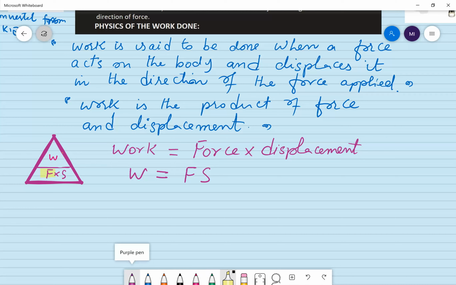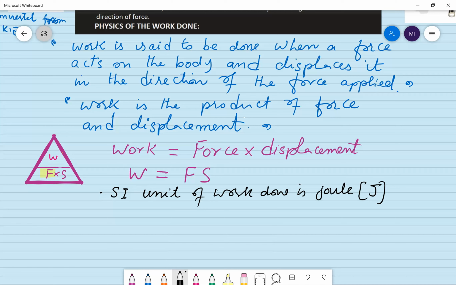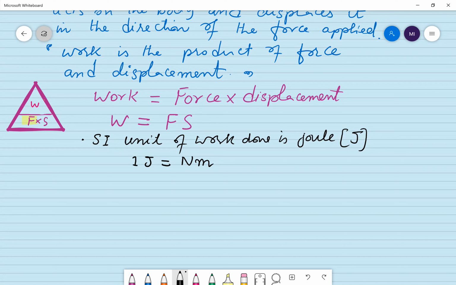The next important point here is the SI unit of work done, which is joule, such that 1 joule equals 1 Newton meter. Now how can we define 1 joule? A work is said to be 1 joule if 1 Newton force acts on a body and displaces it through 1 meter in the direction of the applied force.